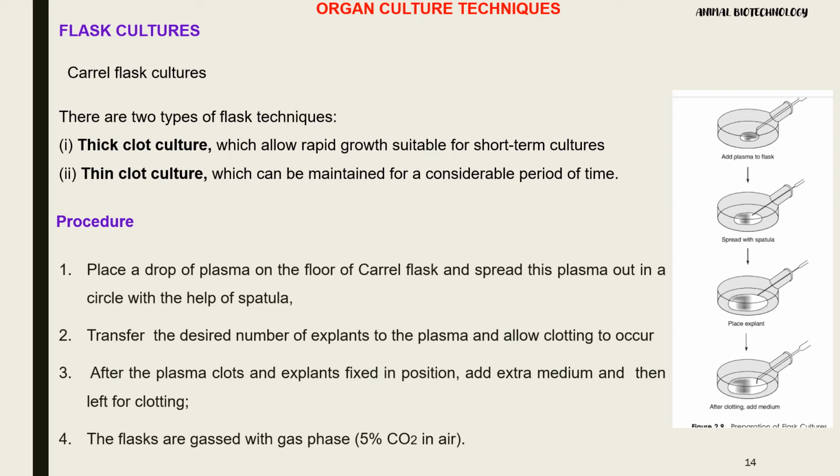There are two types of flask techniques, thick clot culture technique and thin clot culture technique. The thick clot culture technique allows rapid growth for short-term cultures, while thin clot culture can be maintained for long periods. Flask cultures can be maintained for months and years. This is one of the major advantages of flask culture. A good Carroll flask has high optical properties and hence micro-examination of cultures is also possible.